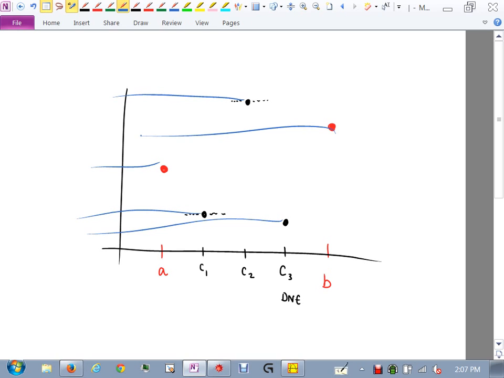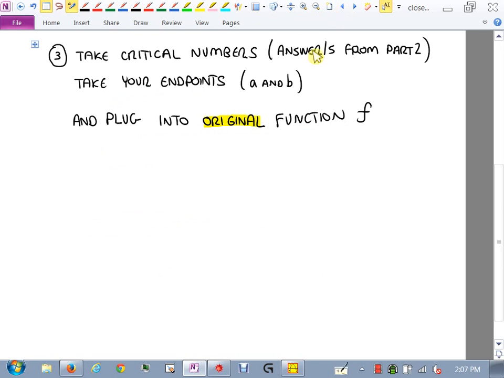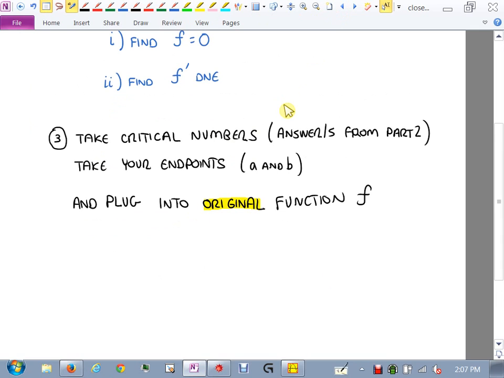So instead of trying to figure out what's happening, all I do is figure out what the critical numbers are, take the endpoints, and plug them all into the original function. The largest value I get is my max. The smallest value I get is my min. And I'm done. Does that make sense? The largest is the absolute max. Smallest is the absolute min.